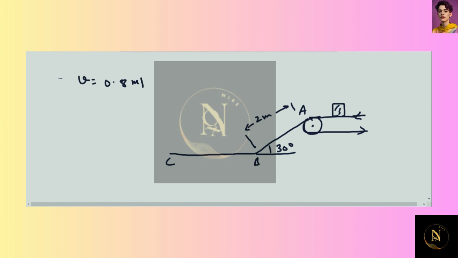As shown in the figure, the conveyor belt is moving with the speed of 0.8 meter per second, over which a small packet is to be dropped. If the coefficient of friction is 0.3, we have to find the distance covered on the labeled surface BC before coming to rest.